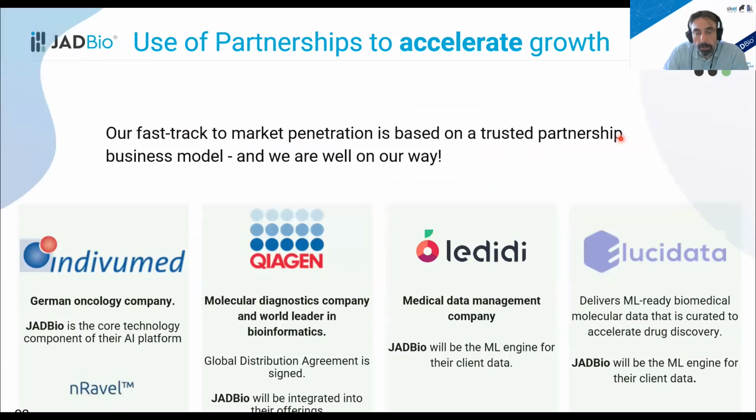Also, the use of partnerships is very important to accelerate the growth of a product. So you need business developers that seek and get you partnerships that make sense commercially. Indivumed is our strategic partner and investor, and they use JADBio in their AI platform called Unravel. QIAGEN is a giant in biotechnology, worth $9 billion, I think, and we now have a global distribution agreement as we make our products interoperable, and also other partnerships.